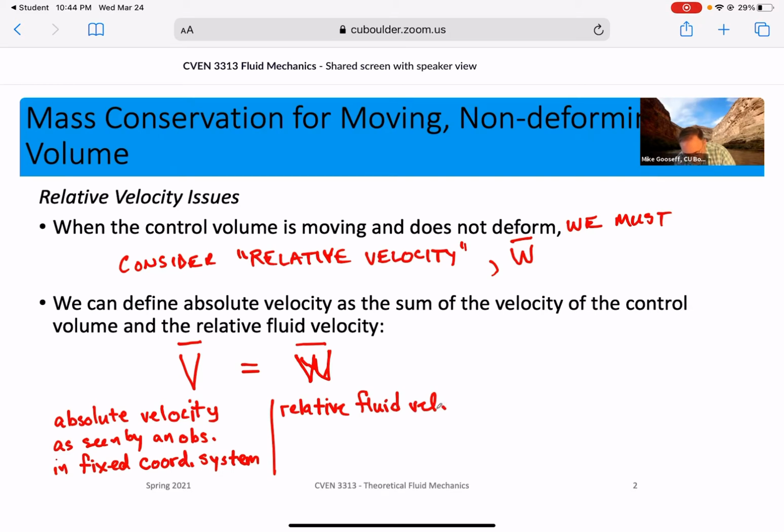and this is the velocity as seen by an observer moving with the control volume. Okay, so in other words, it would be like if you were Ant-Man and you got really small and you sat on top of, let's say, the spinning arm of the sprinkler. If you were moving at the velocity of the spinning sprinkler head, W is what you would see the water coming out at, or whatever fluid is coming out.